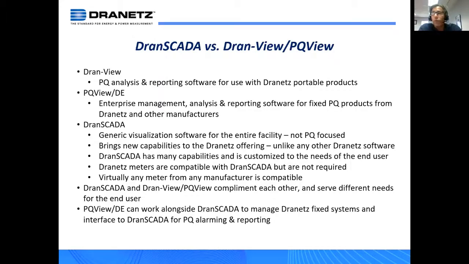So as I said before, Dranits meters are certainly compatible with DranSCADA, but are not required in any way. Virtually any meter or sensor from any manufacturer is compatible, just assuming that it supports one of the many communication protocols available in DranSCADA. And it does support certainly all of the most common protocols and a lot of the protocols that are not so common today. So again, DranSCADA and DranView/PQView, they complement each other.